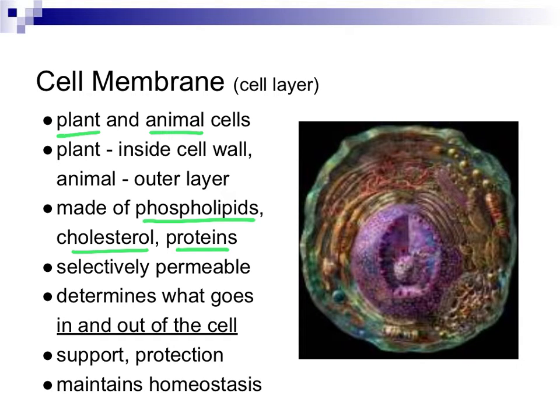You can think about that kind of like a screen on a window. If something really small wants to get through the screen, like air or water, it's able to go through. But if something large wants to go through a screen, like a moth or your cat, they can't fit through the holes on the screen. So the screen is also selectively permeable. So the cell membrane's job is to determine what goes in and out of a cell. And then it also provides some support and protection and helps the cell to maintain homeostasis because it can decide what goes in and out.